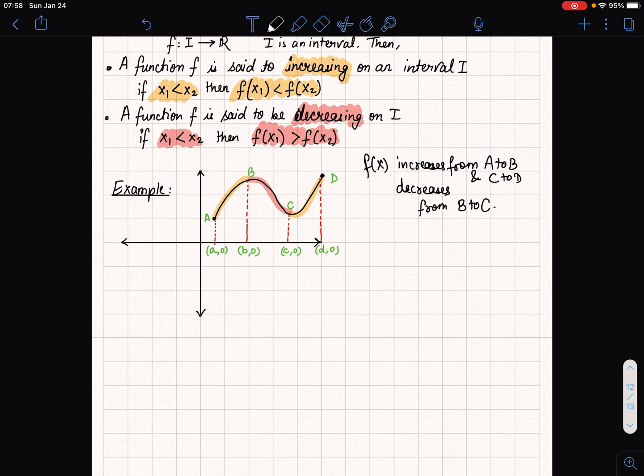Again, not every function can be categorized as increasing or decreasing function. We could have functions clearly which are half increasing or half decreasing, or nowhere increasing or nowhere decreasing, and so on and so forth. A function may not be categorized into these two forms.